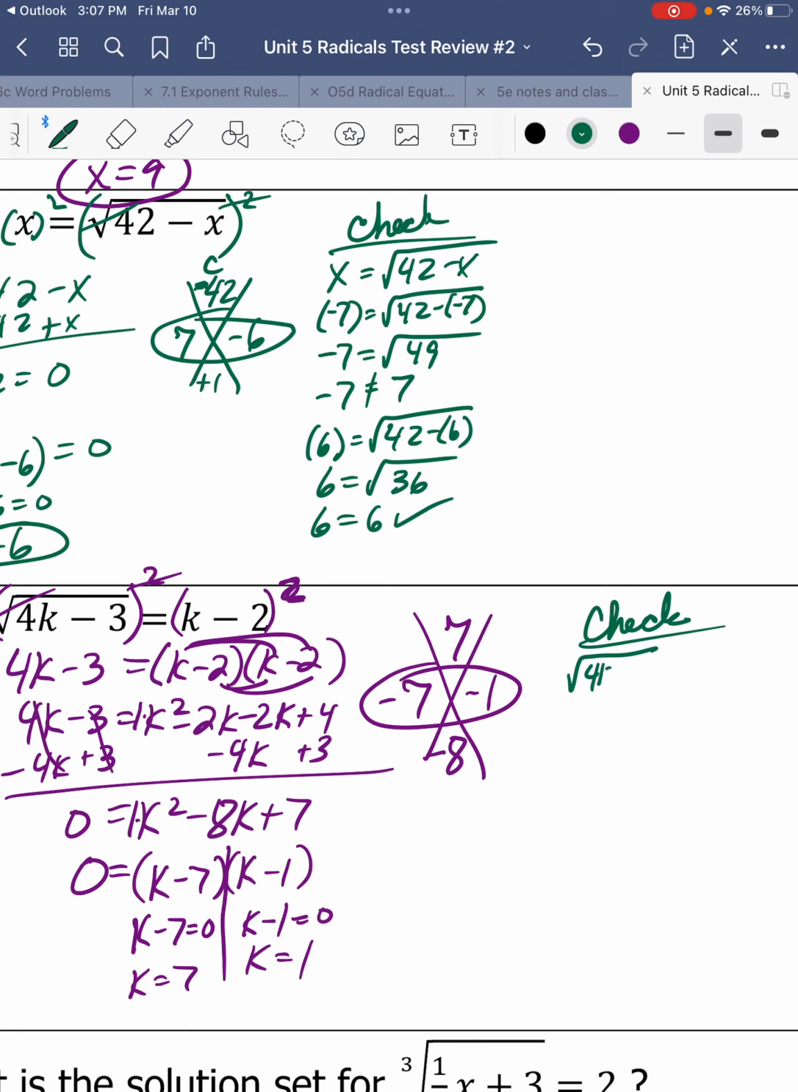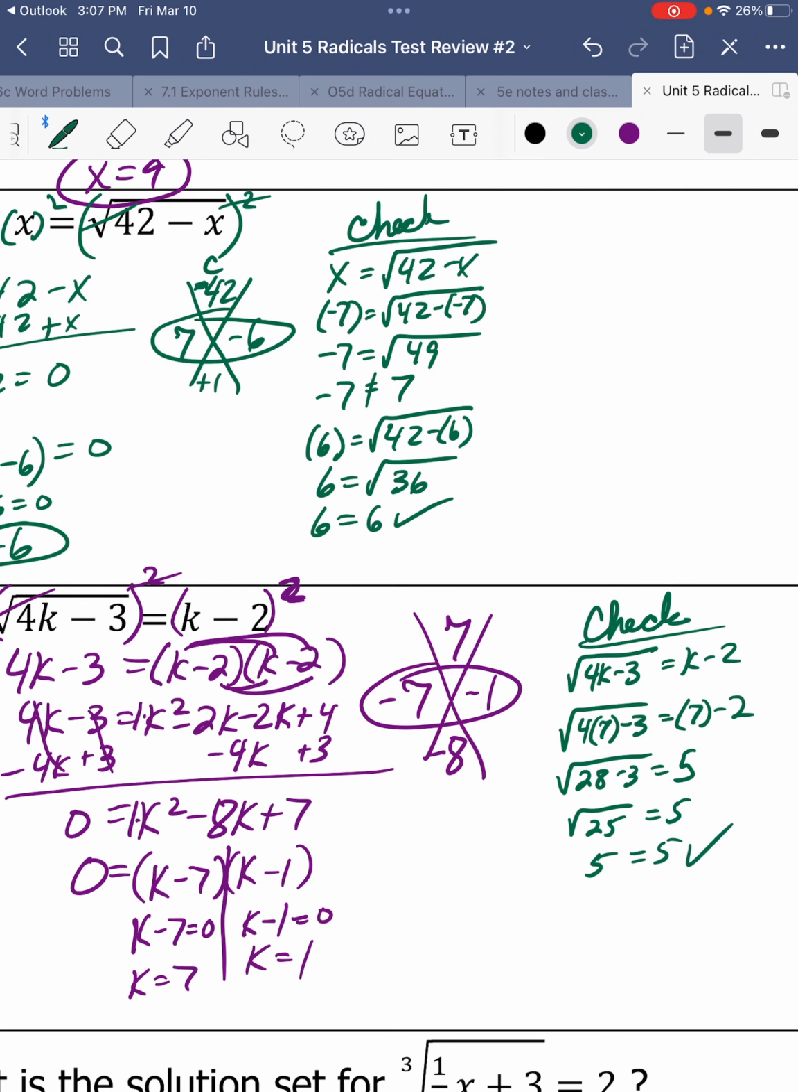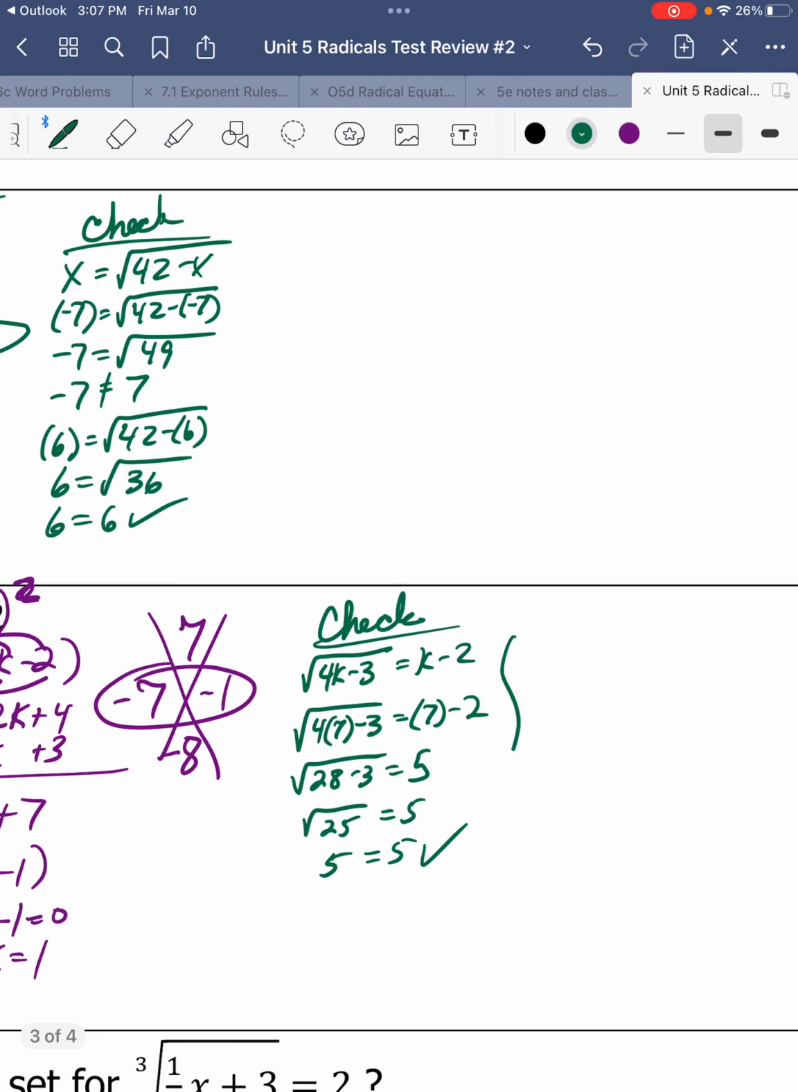So check, go back to the original problem before any math was done, and let's put in 7. And 28 minus 3. On the right side, 7 minus 2 is 5. 28 minus 3 is 25. Square root of 25 is 5. Does 5 equal 5? Yeah, it does. So 7 is an answer. That's awesome. Let's check 1.